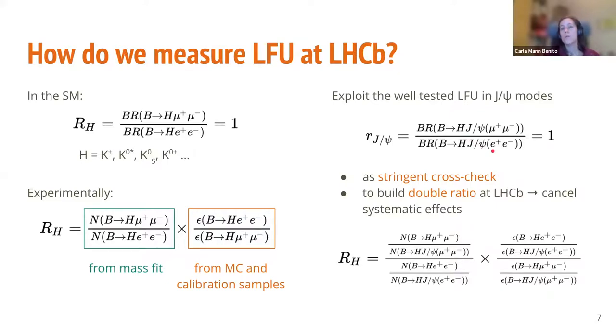Moreover, this allows us to build what we call a double ratio, which largely cancels systematic effects from the reconstruction of different final states. This double ratio basically means that we don't measure the muon yield by itself, but we measure it normalized to the J/psi mode. And we do the same for the electron mode. We measure the rare mode normalized to the J/psi mode. And then we do exactly the same for the efficiencies, in such a way that controlling this ratio of efficiencies is much better than controlling the absolute ratio of electrons to muons.